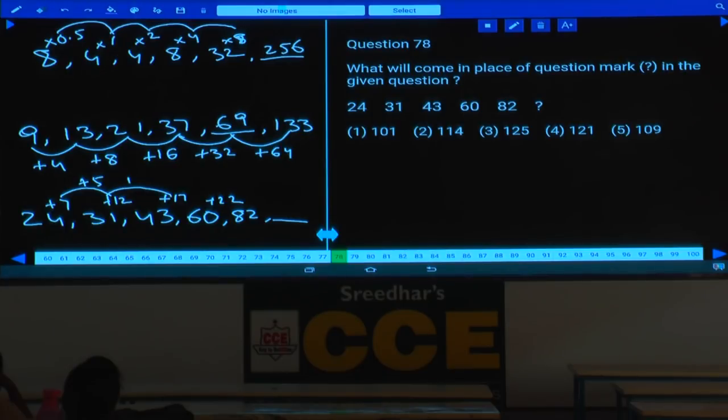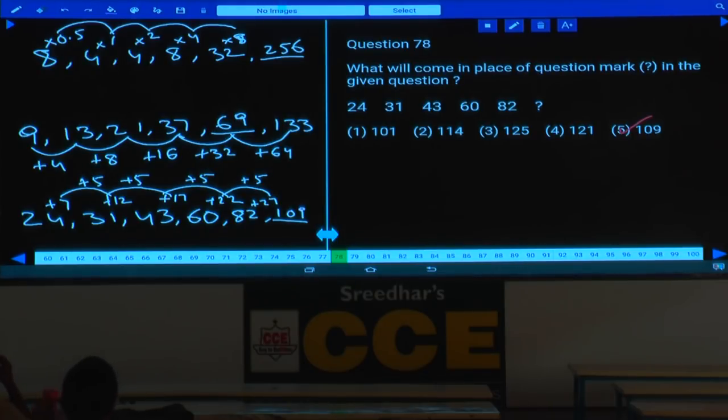7 plus 5 is 12, 12 plus 5 is 17, 17 plus 5 is 22, and next, how much should be added here? 22 plus 5 is 27. Hence 82 plus 27 is 109, that is given in choice 5. Question number 78, 109 is the next number that is given in choice 5.